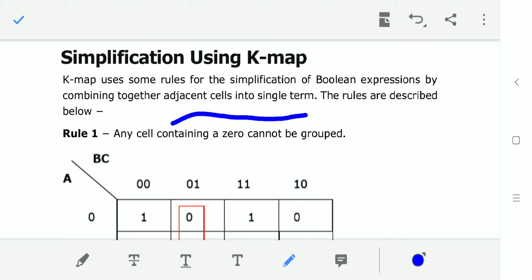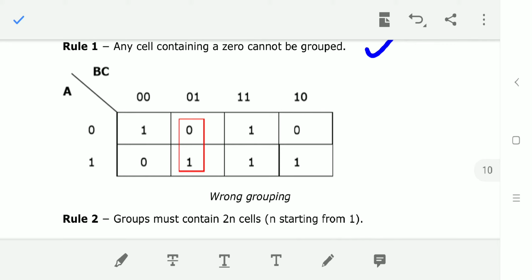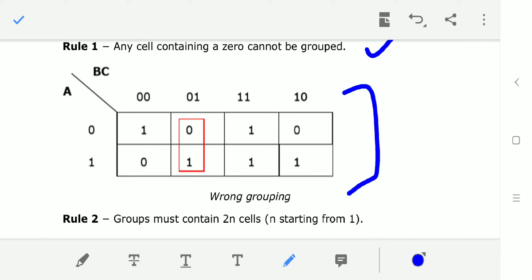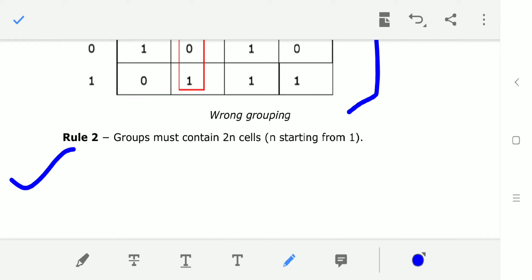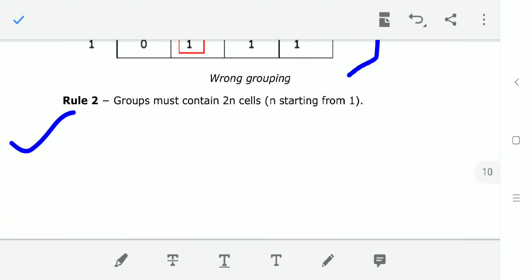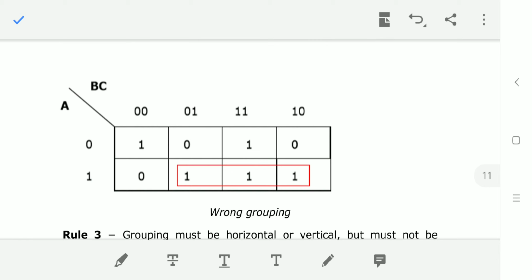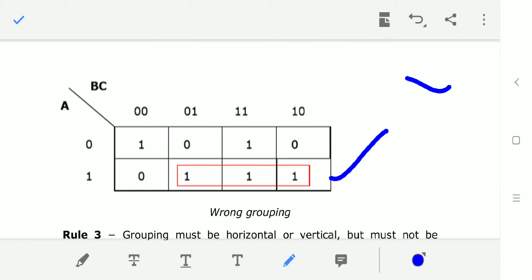Rule number 1: any cell containing a 0 cannot be grouped. Okay, first you should write down this on your paper so that you can do the practice easily. Okay, wrong grouping. Rule number 2: groups must contain 2 to the power n cells, starting from 1. Wrong grouping. Next rule is third.